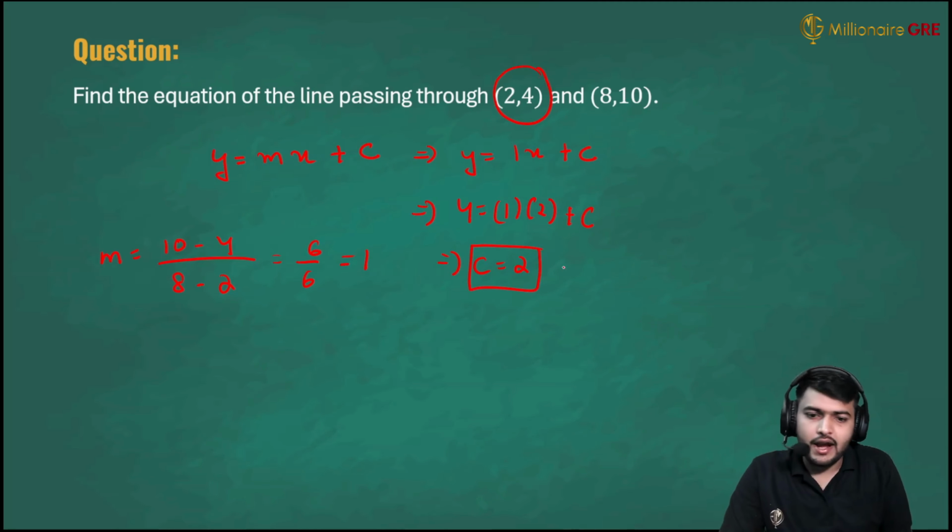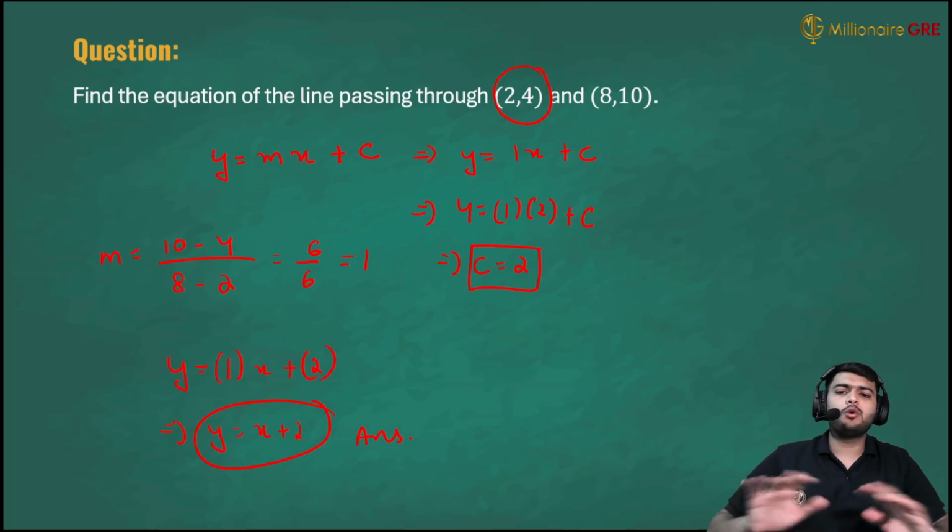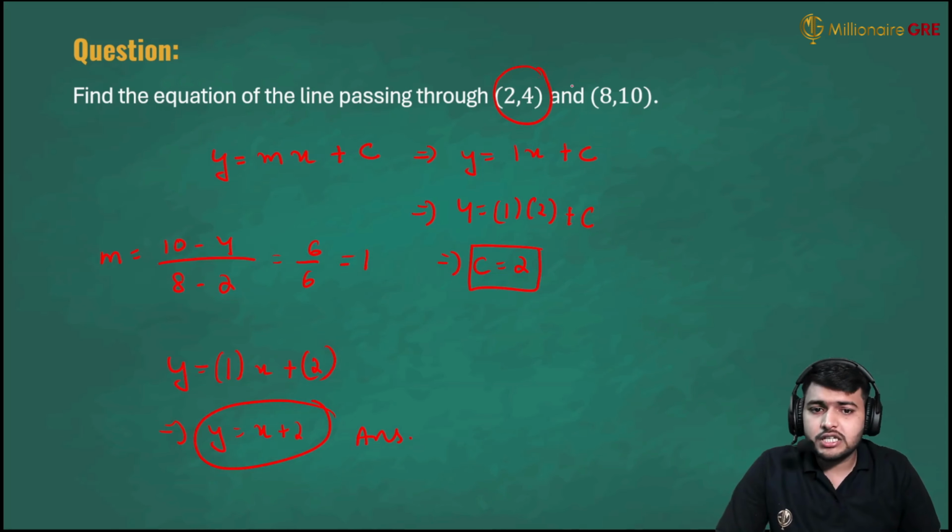Now that you have m and c, you can write the equation y is equal to mx plus c. m is 1 and c is 2. So the equation is y is equal to simply x plus 2, and that's our answer. Okay, what did we do here? We first found out the slope and then we wrote the equation.